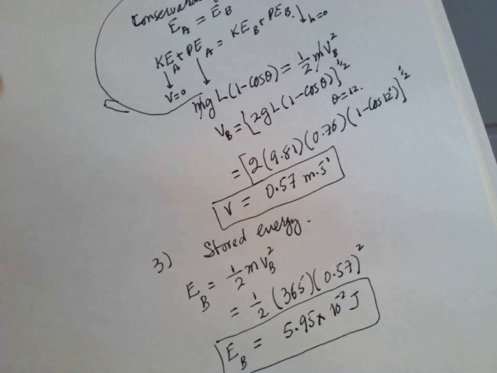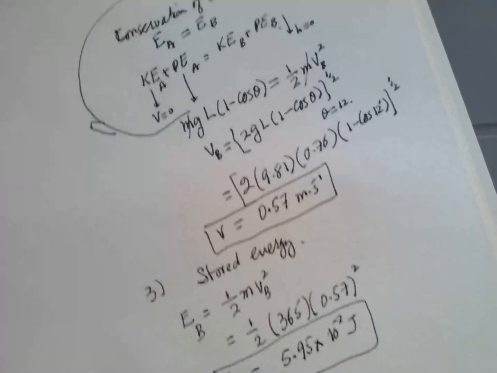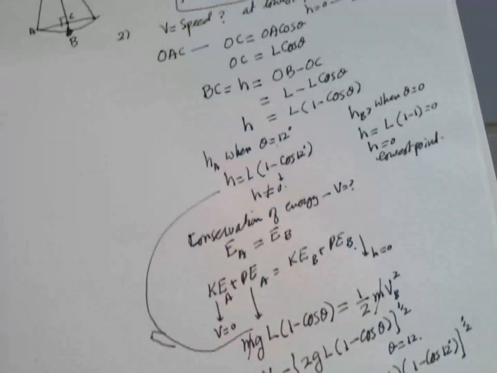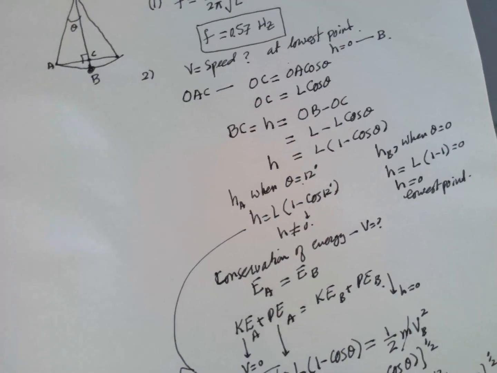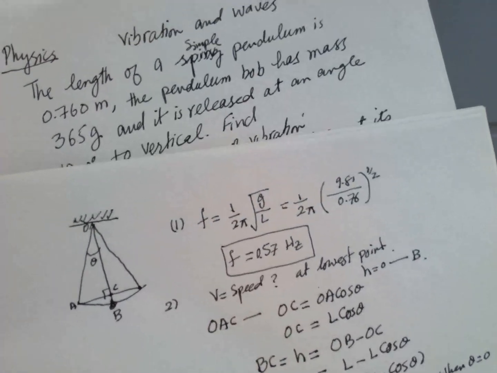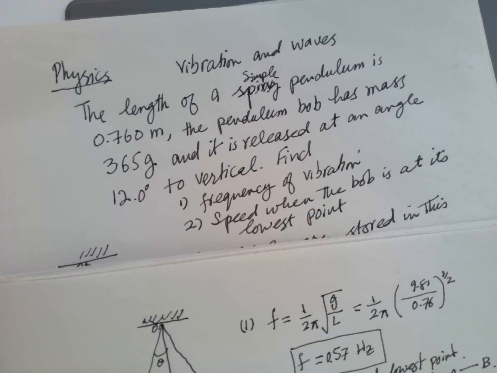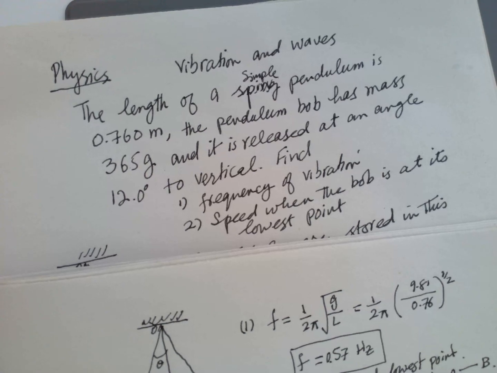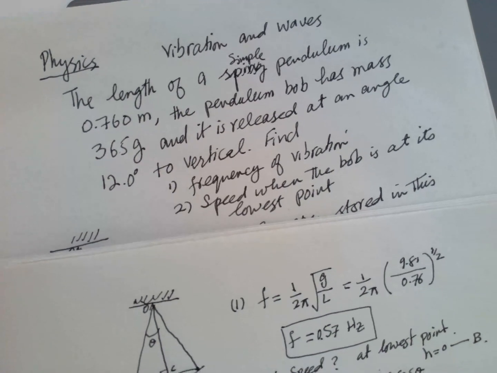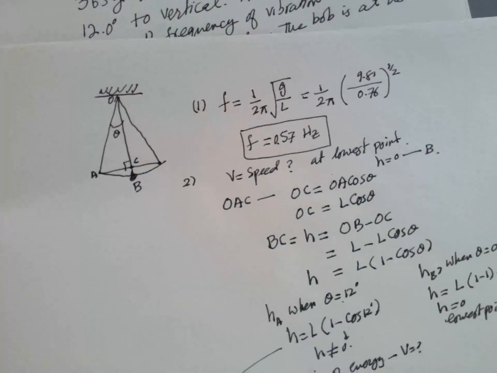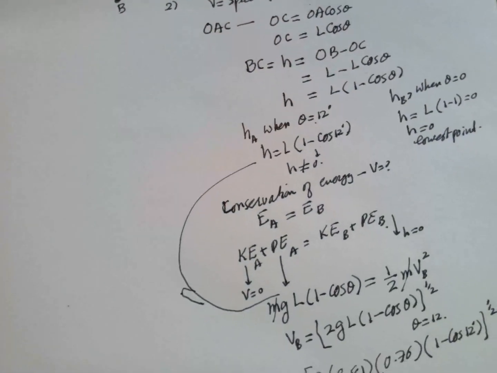So this is the answer of the question, and the question is: the length of the pendulum, find the frequency, the speed at the lowest point, and the stored energy at the lowest point. So these are the three answers.